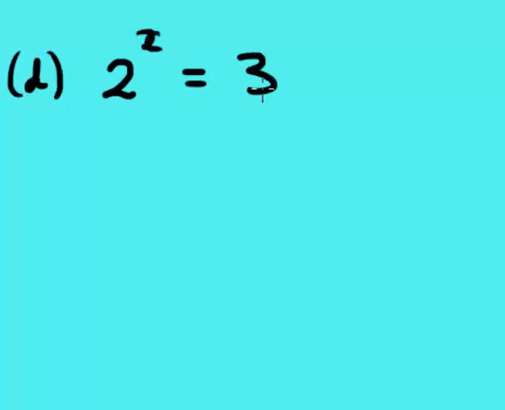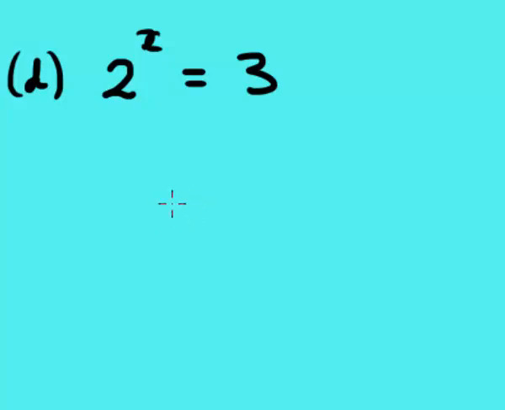If we take another example, now it's starting to get very, very important. This is number d. If you've got 2 to the x is equal to 3, and you've got to round this off to 3 decimals, what we could do is say, well, okay, fine.